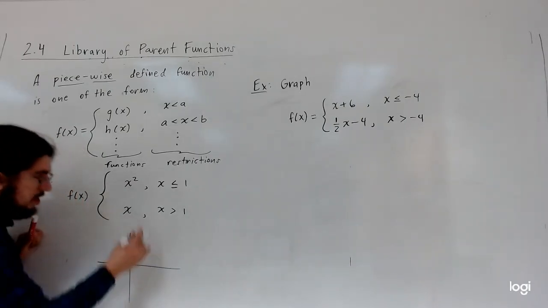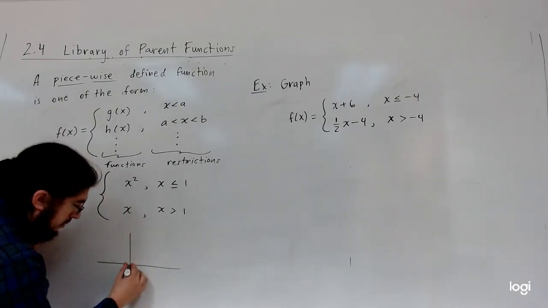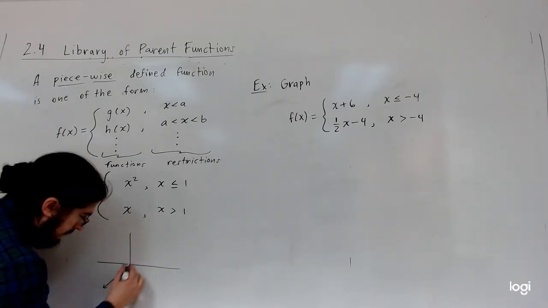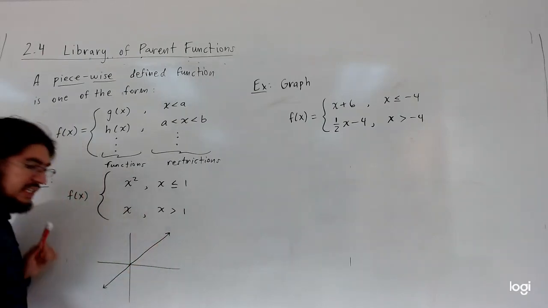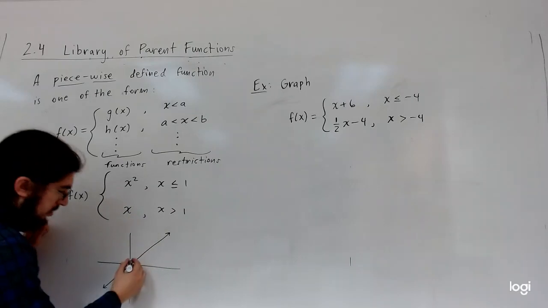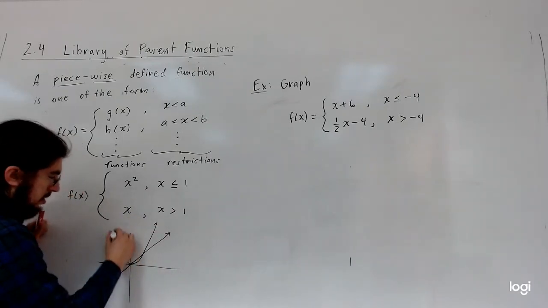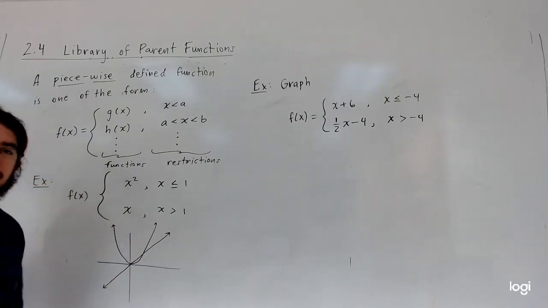So let me just graph each of these. So I'm going to graph x, and I'm going to graph x squared. f of x equals x looks like that, remember that. And f of x equals x squared looks something like this. I think that looks okay.